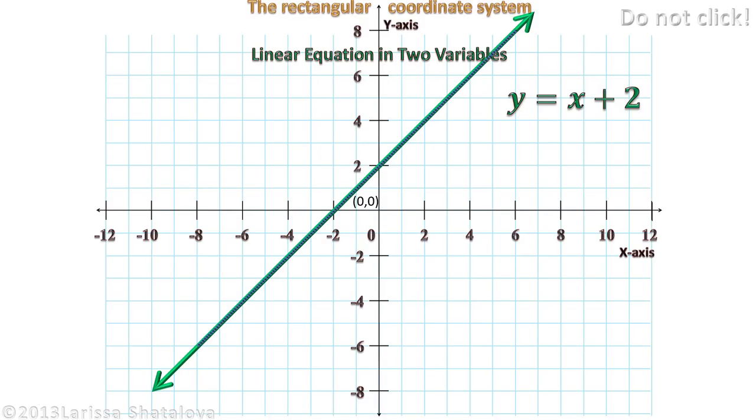Now let's go back to the graph of the linear equation in two variables, y equals x plus 2. The graph is a straight line. As we talked, the graph is a locus of points, infinitely many of them, and each point is a solution of this equation. Now the question is, if the graph is a straight line, how many points do we really need in order to graph this line? So we are going to talk about how to graph a linear equation in two variables.